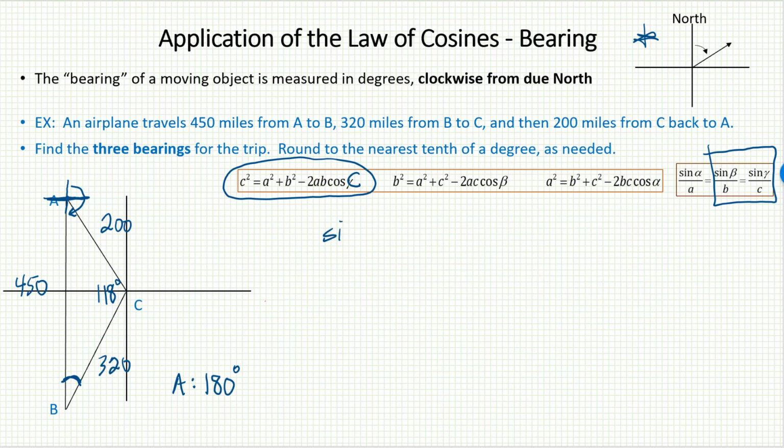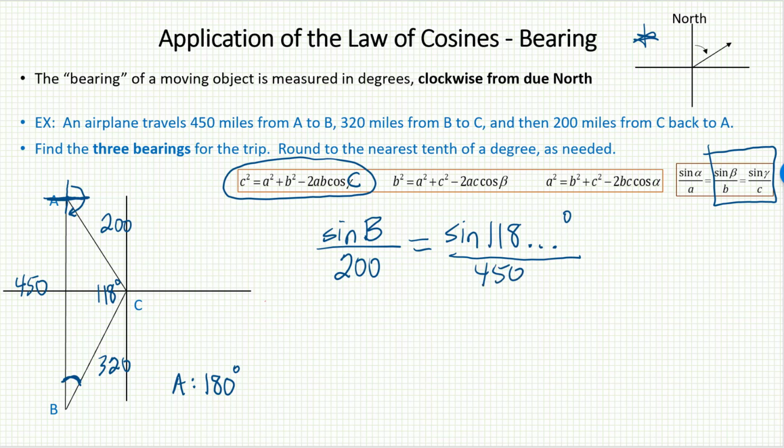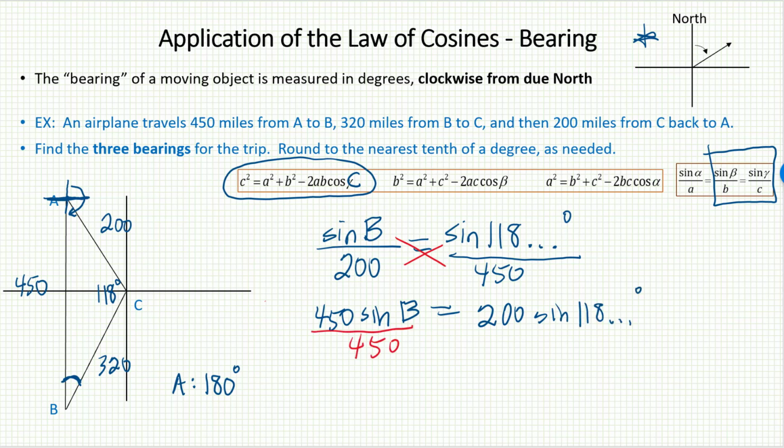Okay, so we have sine beta, or we're just calling that capital B in this problem, divided by side b, that would be the 200, equals sine gamma. Gamma is our capital C angle, 118. Now 118 is a rounded value. I'm going to put some dots there to remind myself that's not an exact value. And then divided by 450. I'll cross multiply to obtain 450 sine B equals 200 sine 118. Divide both sides by 450 and we can head to the calculator.